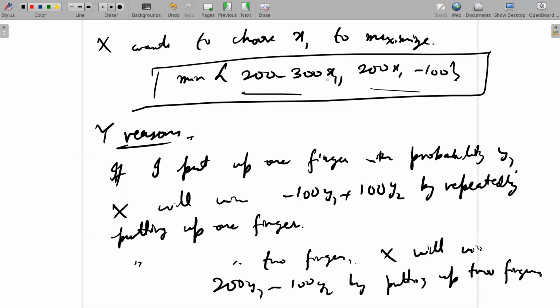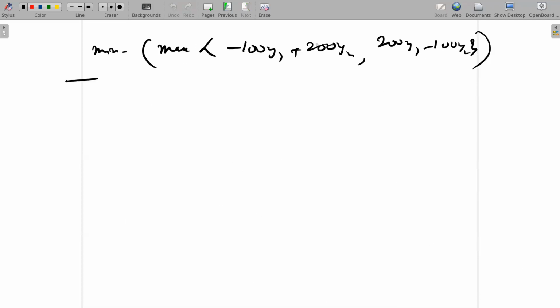Yeah, and if I put up two fingers, Y will win. So you want to minimize your loss. What duality will tell us is that max min is equal to min max. That means maximizing your profit is, in this matrix game at least, in this particular formulation of the game at least, the same as minimizing your loss.